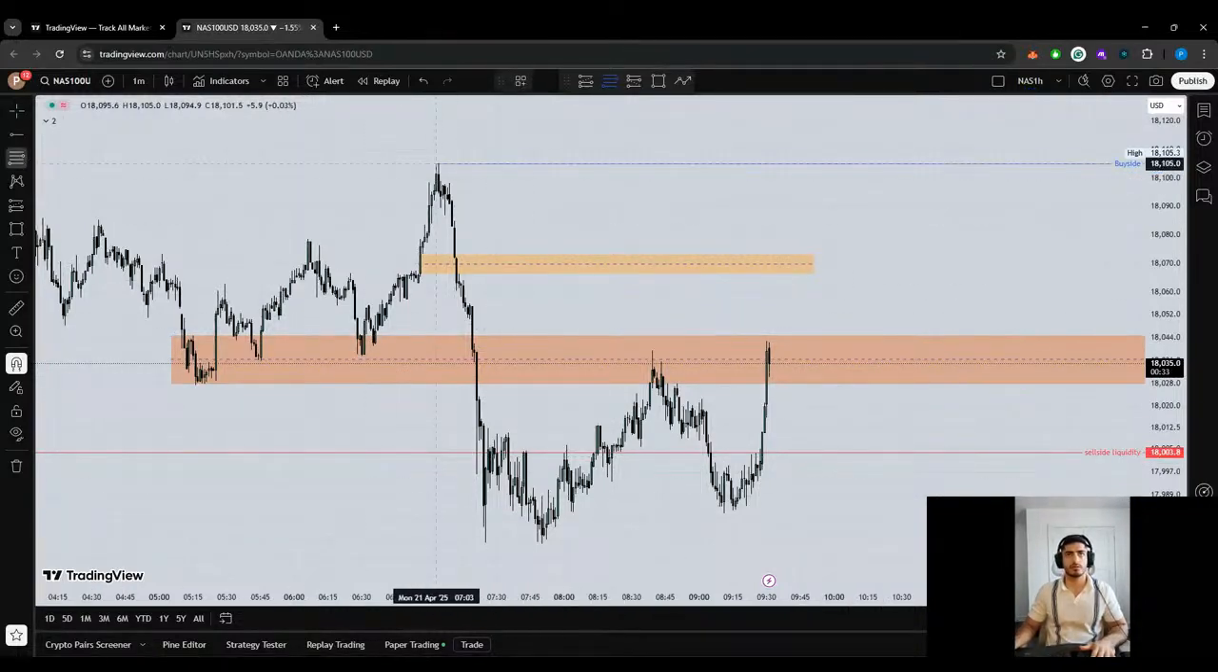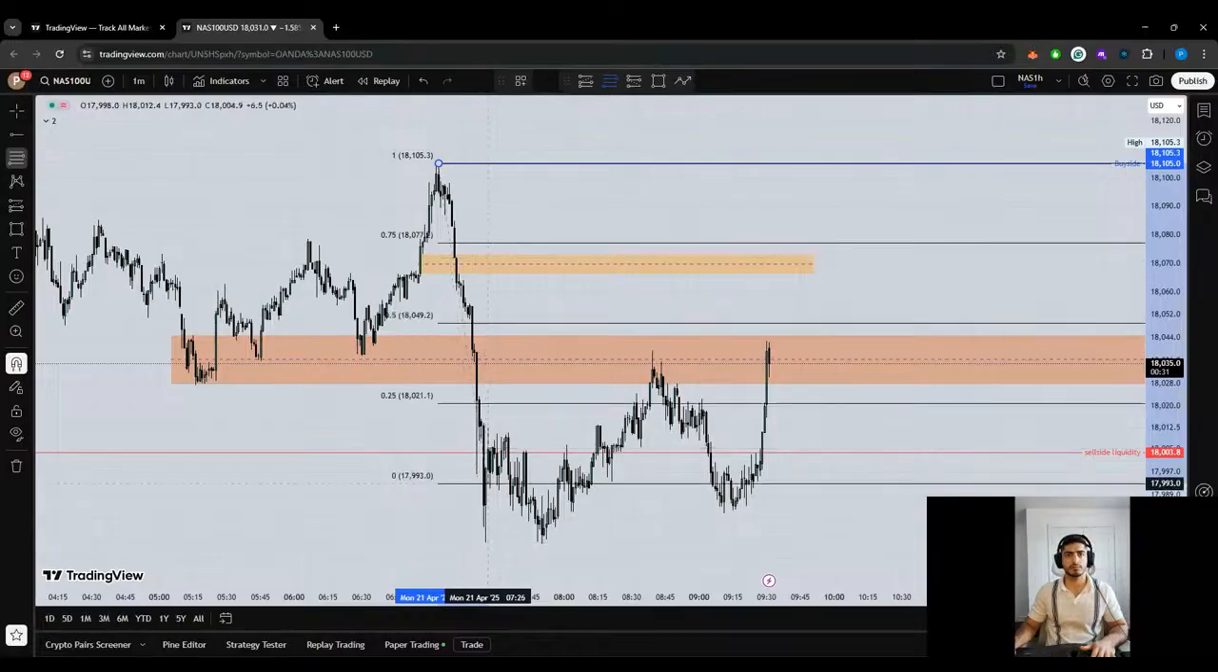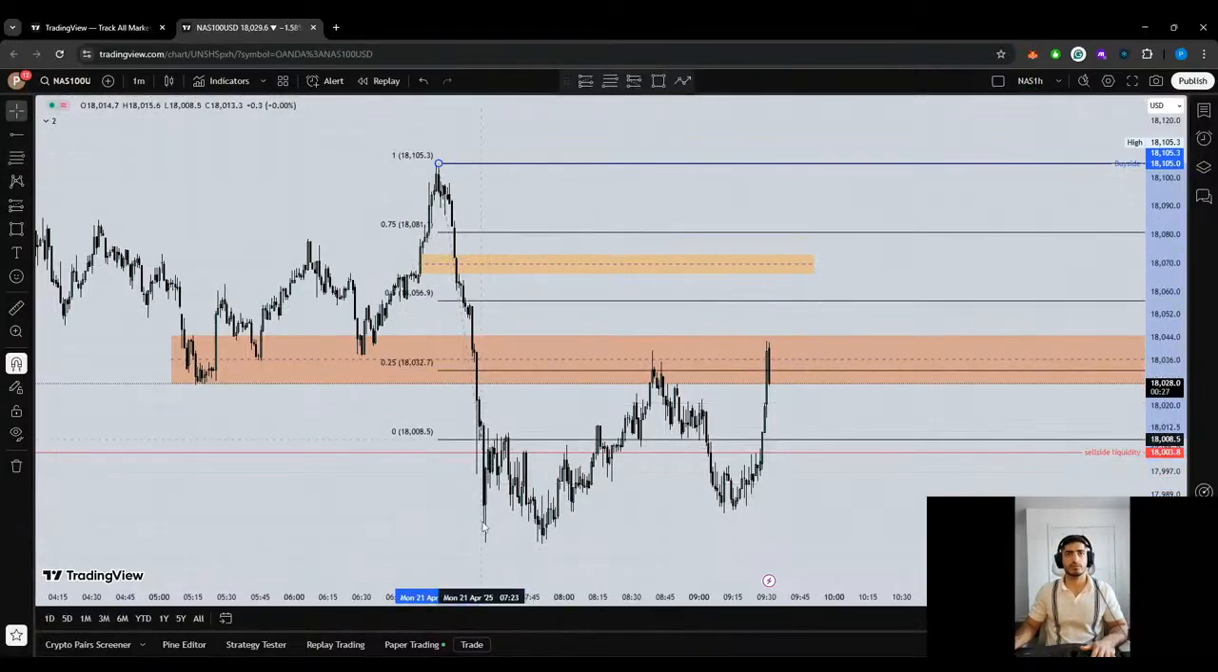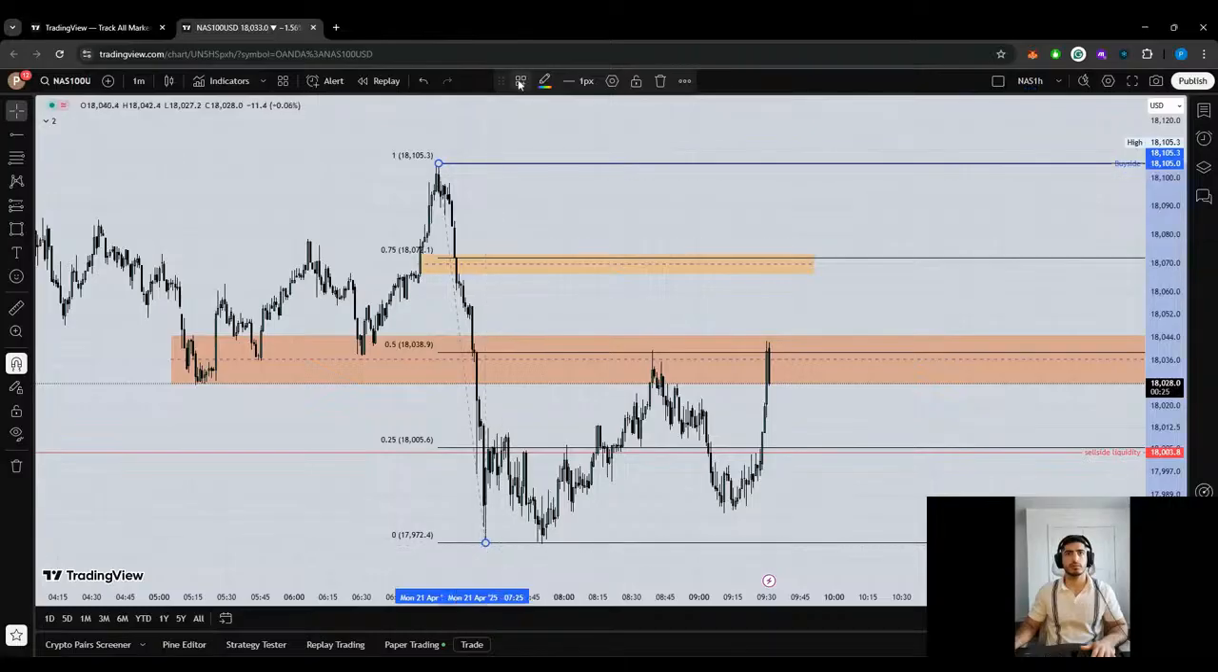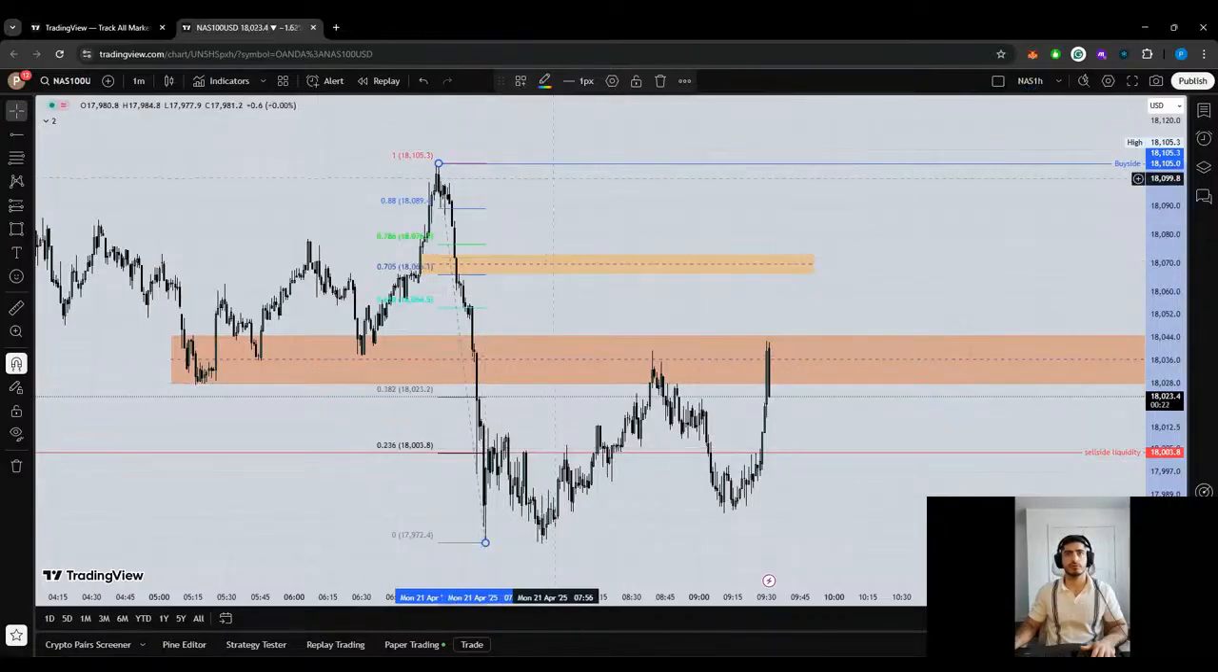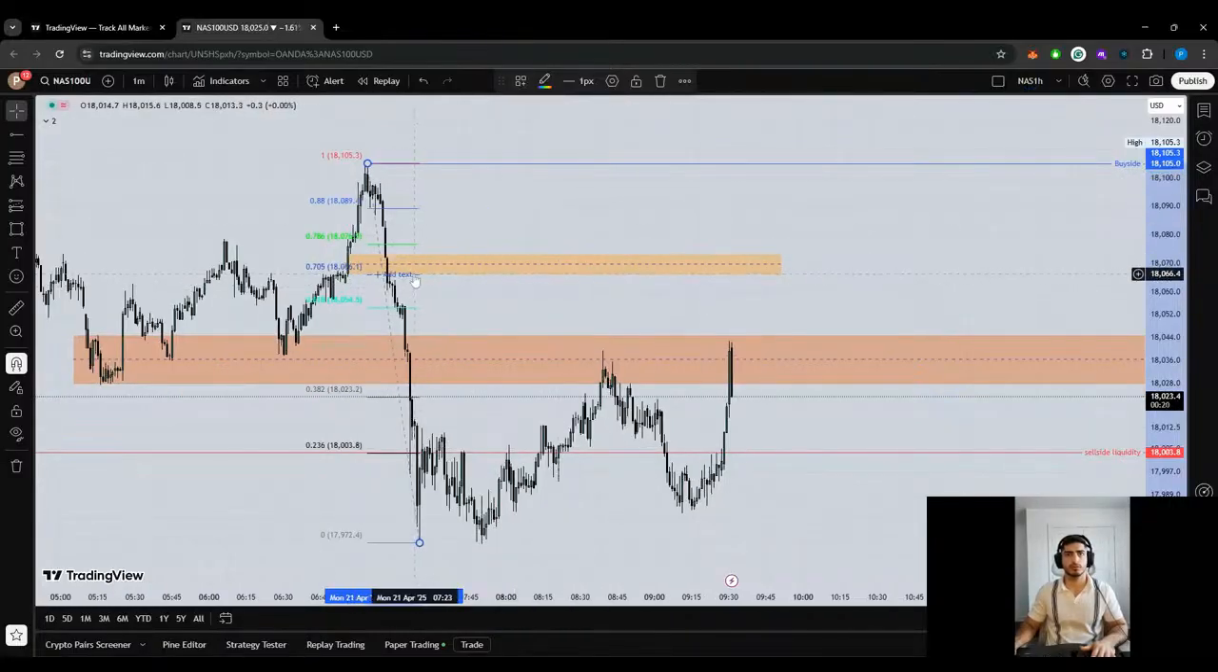So let's stretch a little fib, see what we got. Not this fib, but let's change it. Optimal entry fib. So yeah, the 70% retracement is exactly at that first inversion.